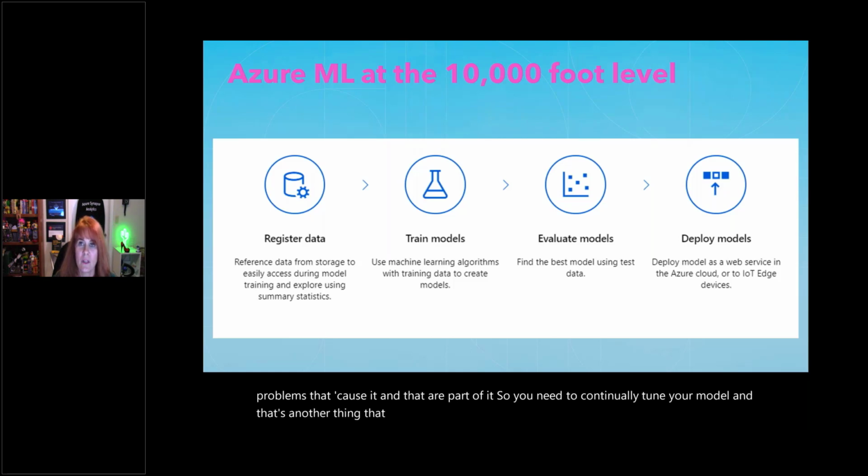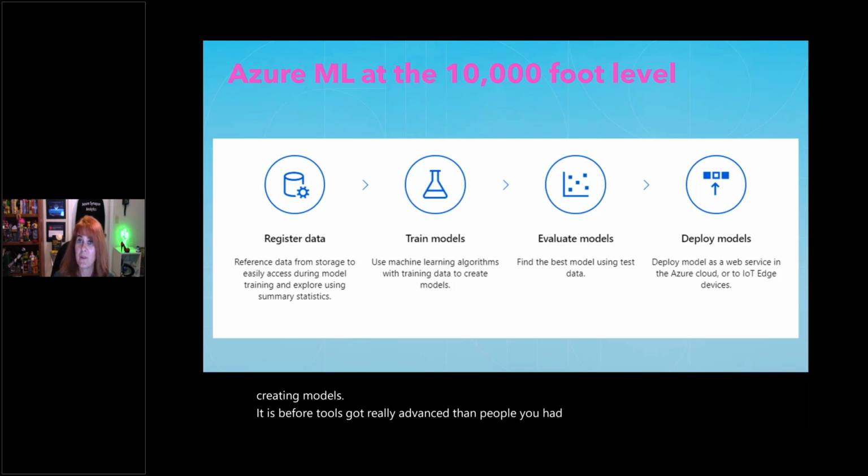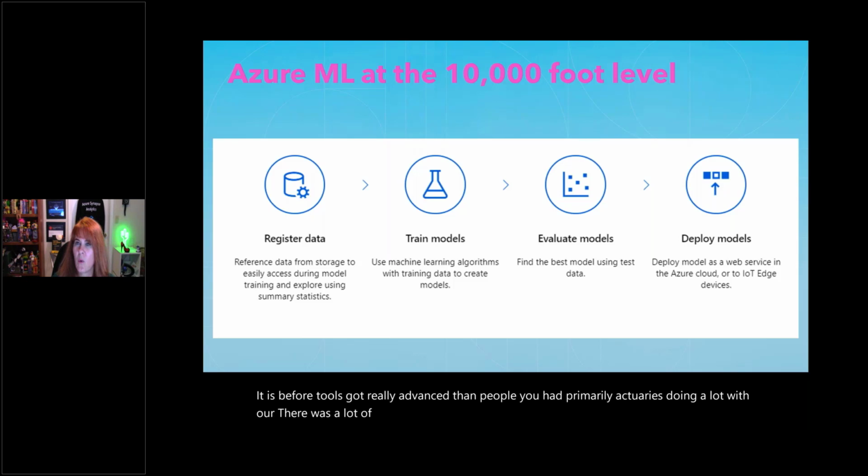Now, one thing that's really important when creating models is this: before tools got really advanced and you had primarily actuaries doing a lot with R, there was a lot of data manipulation that people weren't really aware of, which meant that if somebody would say, yep, model works, I got data, I'm good.